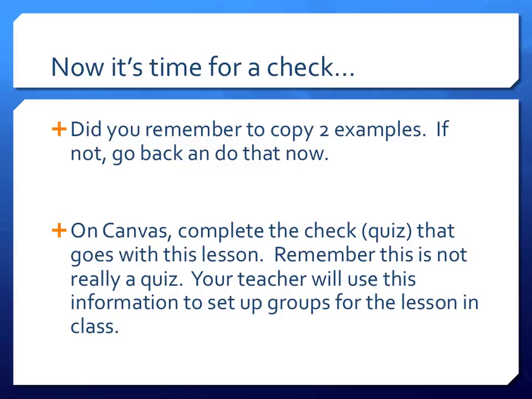Let's take a look at your notes. Did you copy the 2 examples? If not, go back now and pick 2 examples to copy. You can pick any 2 from the video. If you were at home, you would do the quiz that goes with this lesson. Remember, those quizzes are not really quizzes, but we use the information to set up groups. You'll practice this more in class now, so you have time to really get an understanding of what comparative relational thinking is.